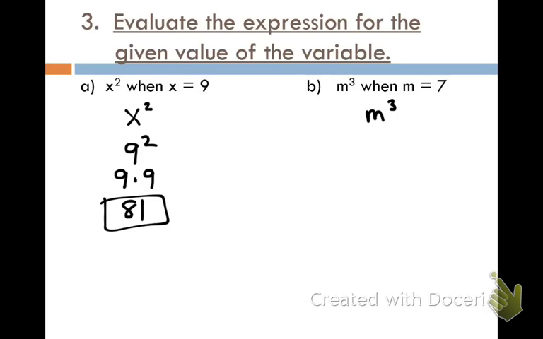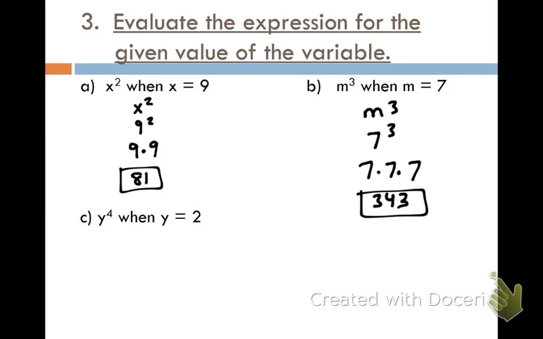Okay, now what? Plug it in. Instead of m, 7 cubed. 7 cubed is correct. And what does 7 cubed mean? 7 times 7 times 7. Excellent. Alex, what do you get? I got 343. 343. Great work.